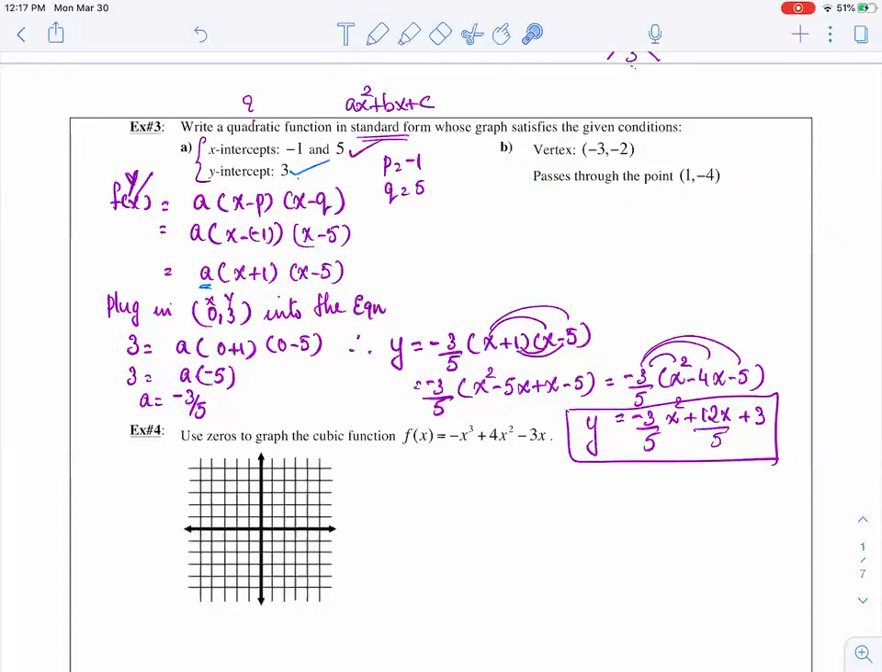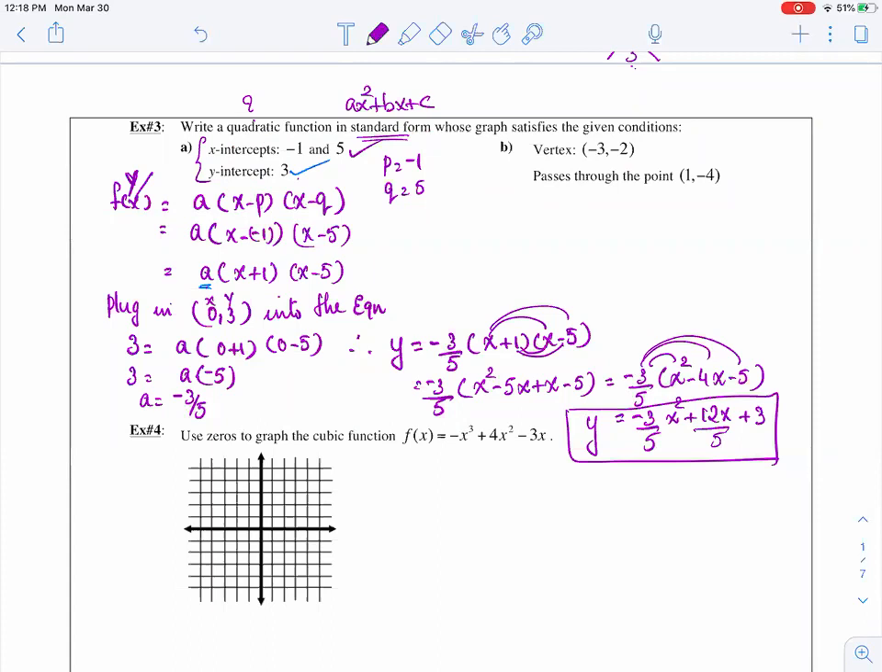Direction is the same, but the conditions are different. The vertex is -3, -2. It also passes through this point. So we are going to come up with a quadratic function in standard form, but this time instead of the intercepts, they gave you the vertex and just another point on the function. Good? Okay, let's try. Since we have the vertex here, which form would you guys pick?